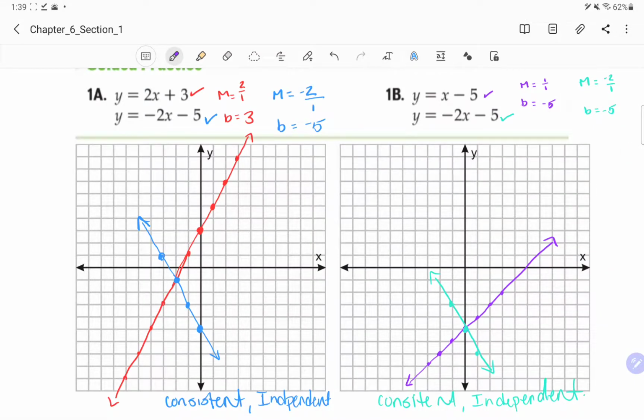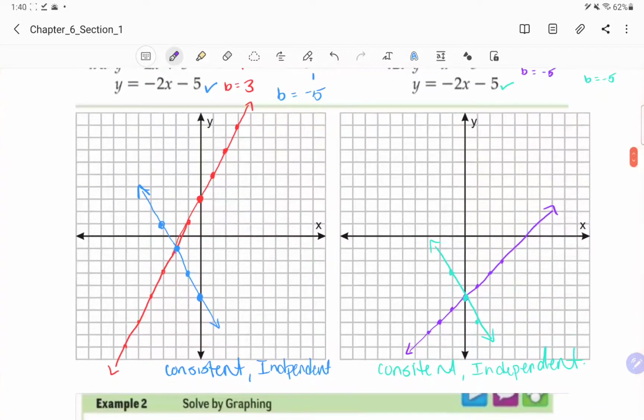Okay, so for 1A and 1B, they both came out to be consistent and independent. So for 1A, my red line here, we started at my y-intercept of 3, and my slope was rise 2, and I went backwards, down to the left 1, down to the left, down to the left. Then I repeated this process, so I went to negative 5 for my blue line, and I knew I had to come to the left, so I only did my slope in that direction because that's the way I had to go if I was going to get them to meet. So I went up 2 and left 1. All right, and you can see they meet in one spot, so they are consistent and independent.